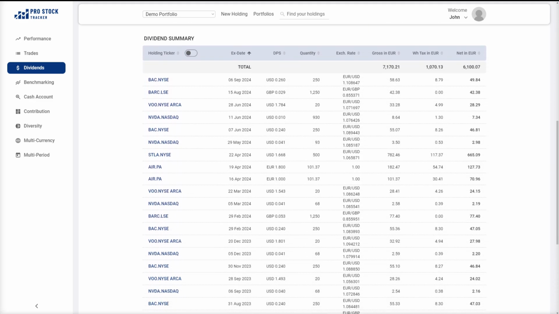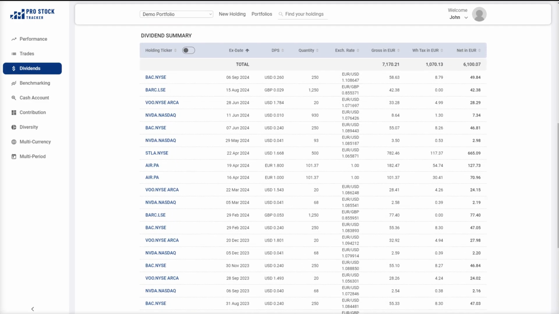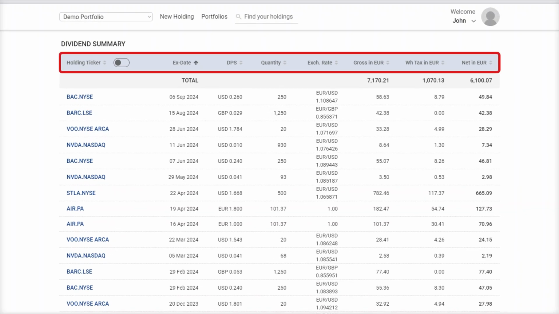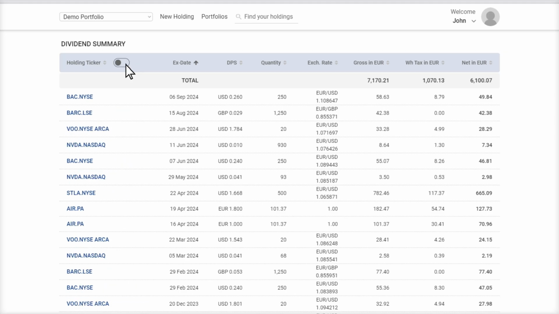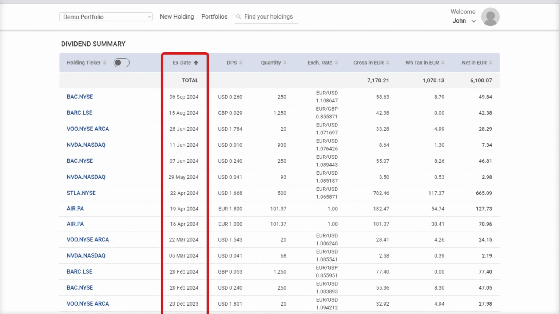Below the chart is the dividend table. It shows the details of each dividend payment, including the holding name, with a toggle in the table header to switch between showing only the ticker or both the ticker and the holding name. The ex-dividend date, that's the date before which you must own the stock to receive the dividend.